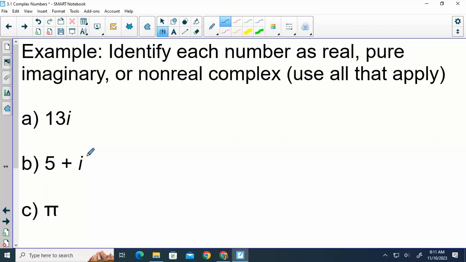So identify each of these as real, pure imaginary, or non-real complex. We're going to use all terms that apply. So 13i, is that a real number? No, because it has imaginary. Is it pure imaginary? That means only imaginary, no real part added to it. So yes, because we're not adding a real number. Is it non-real complex? Complex number that is not just real. Yeah, it is. So this one actually fits in 2 categories.